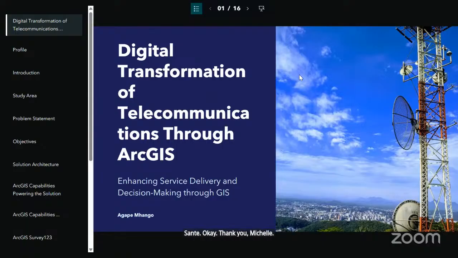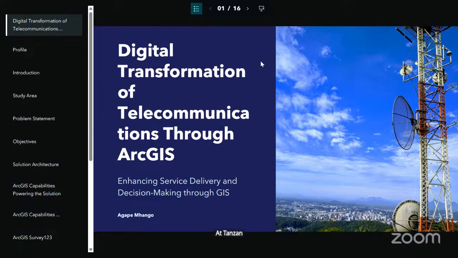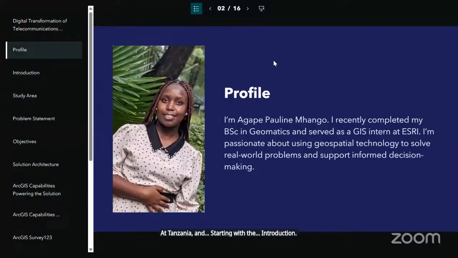Thank you, Michelle, for the presentation. And I'm here to present my project, which I undertook during this period of 3 months as an internship at Esri in Tanzania. Starting with the introduction, my name is Agape Mwango, and I've recently completed my Bachelor of Science in Geomatics at Ardhi University here in Tanzania, and gained practical experience. I've also been among the interns for the period of 3 months here at Esri.